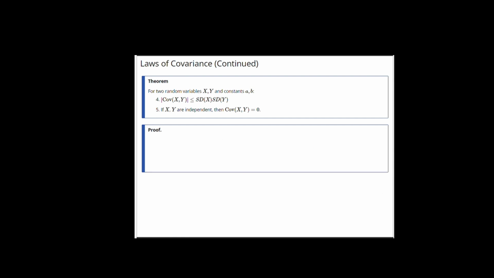The last property, that the covariance is 0 if x and y are independent, we've already essentially seen. Recall that when x and y are independent, E of xy is equal to E of x times E of y. This implies that the covariance between x and y, which is E of xy minus E of x times E of y, must be equal to 0. Actually, we've also discovered that a converse to this statement is not true, that it's possible that the covariance is 0 and yet x and y be dependent.